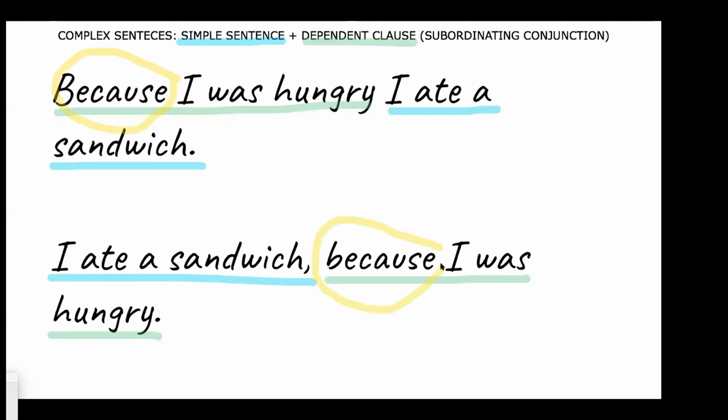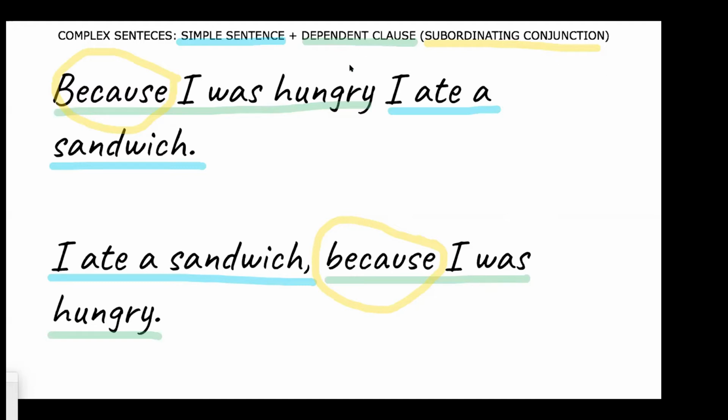So do you see how the information is the same, but the placement of the different parts is different? So, Hen, where do we see the subordinating conjunction in our first sentence? We see it at the beginning. At the beginning. And where do we see it in the second sentence? In the middle. Okay. So, which of these sentences needs a comma to separate the simple sentence from the dependent clause?